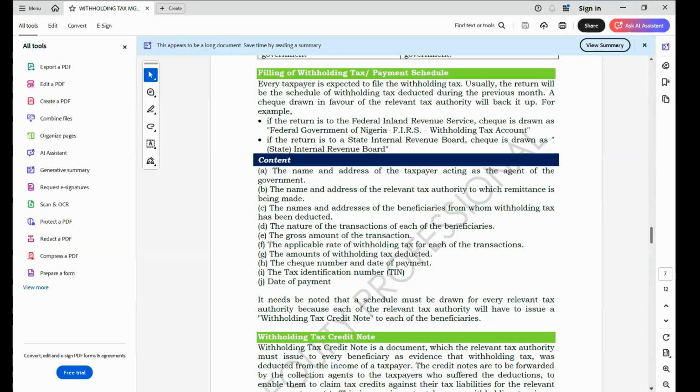So it shows the details of all the transactions relating to the withholding tax. So you may be asked for the content. Those are some of the contents of the withholding tax schedule.